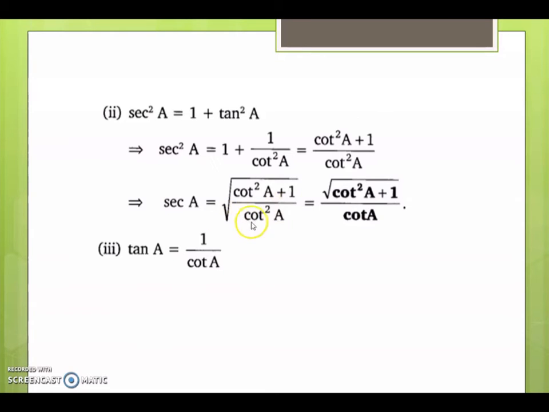Now here this is cot A the whole square. So if I take the square root of that, I will get cot A. But this one I cannot take the square root of. This is of the form A square plus B square, not of the form A plus B the whole square. So cot square A plus 1 will be left like this only, under root. And this one you can take outside the root. Then tan A in terms of cot A is basically only 1 by cot A. We already know that.